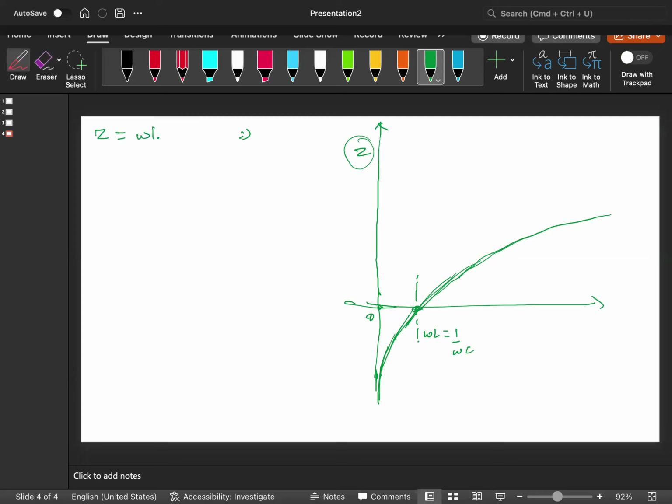Z equals omega L minus 1 by omega C. So when omega is 0, Z is equal to minus infinity. When Z is 0, then omega L equals 1 by omega C. This results in omega square equals 1 by LC. So omega becomes 1 by root LC. Clear?